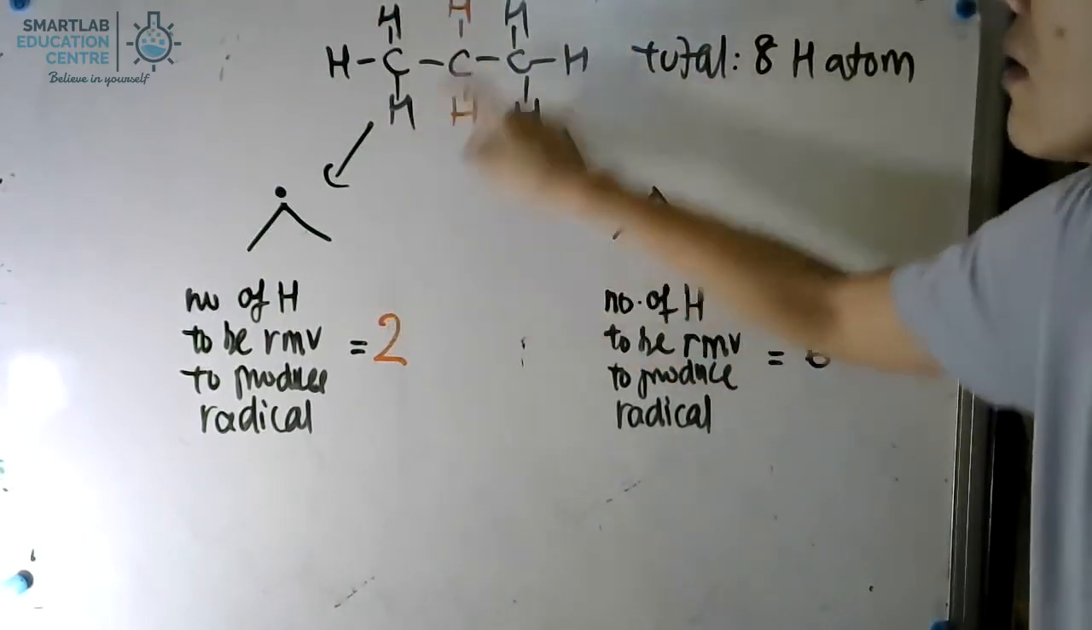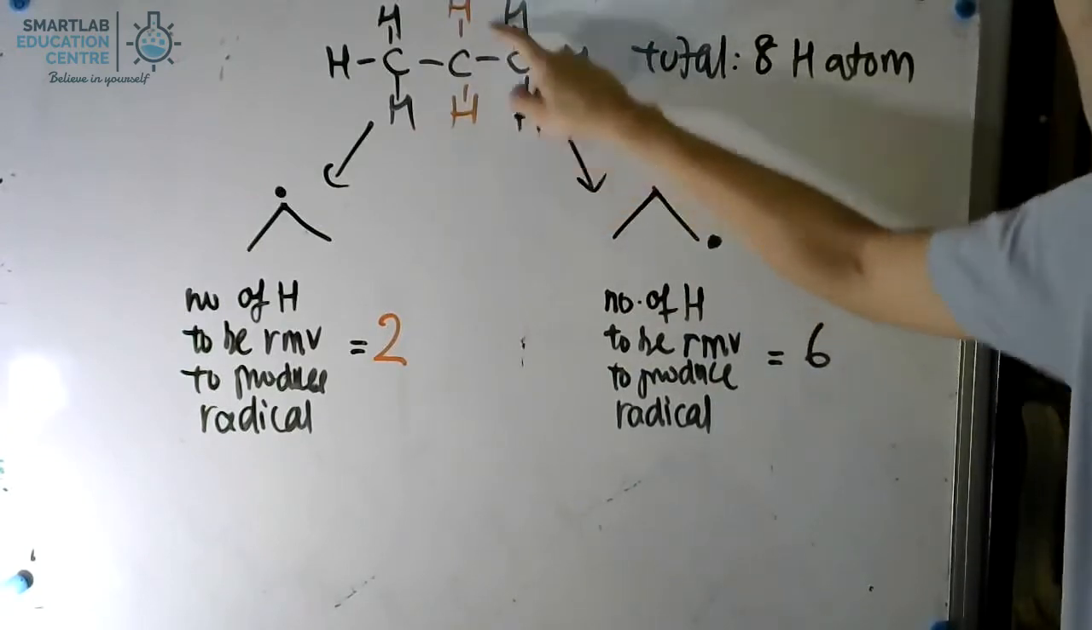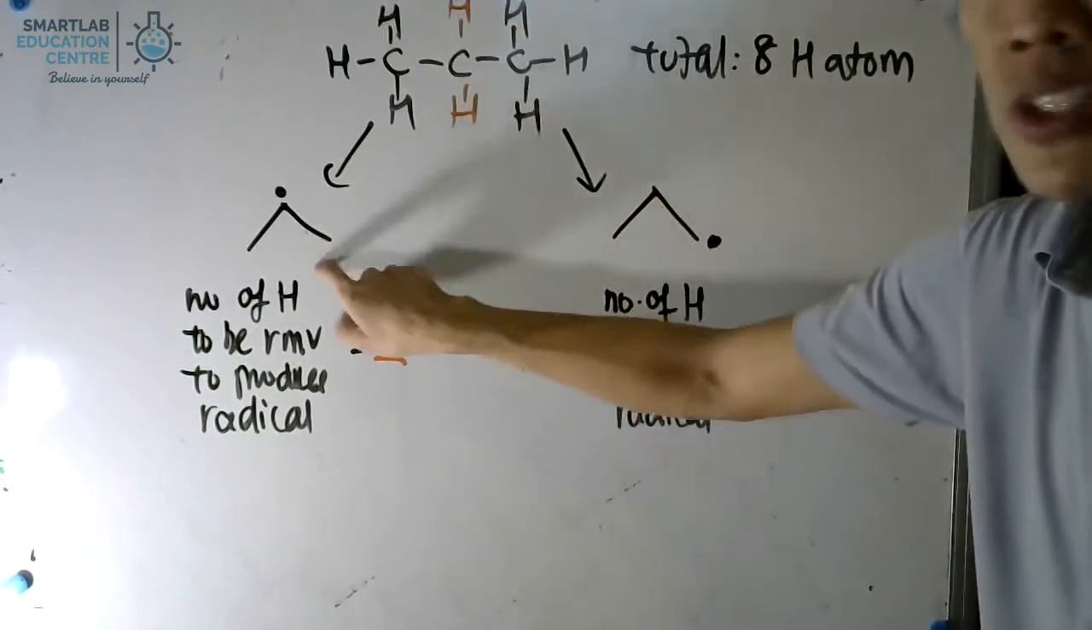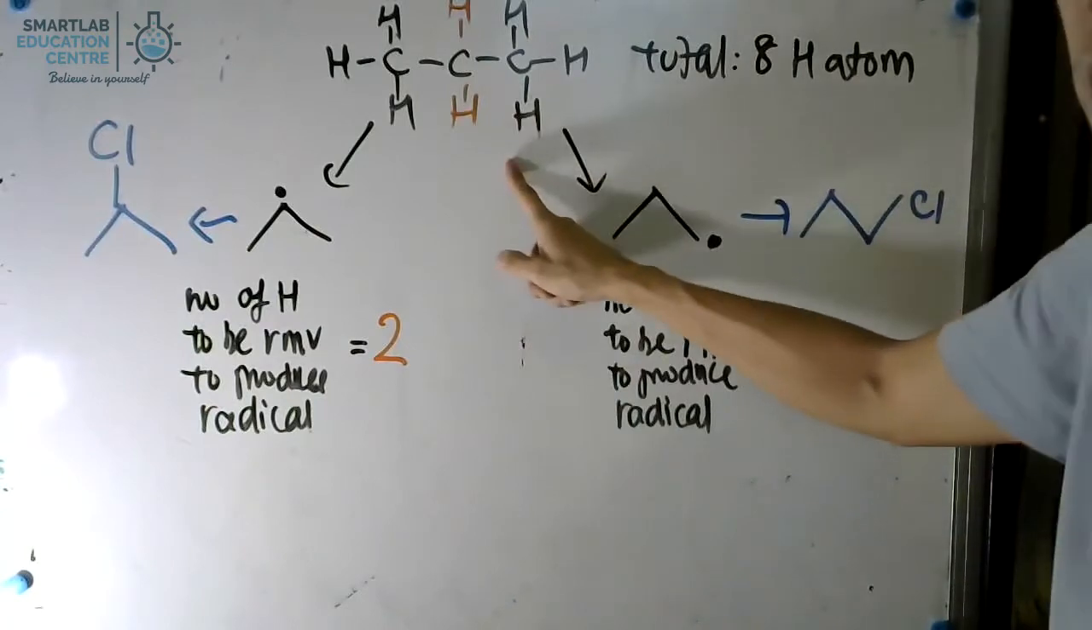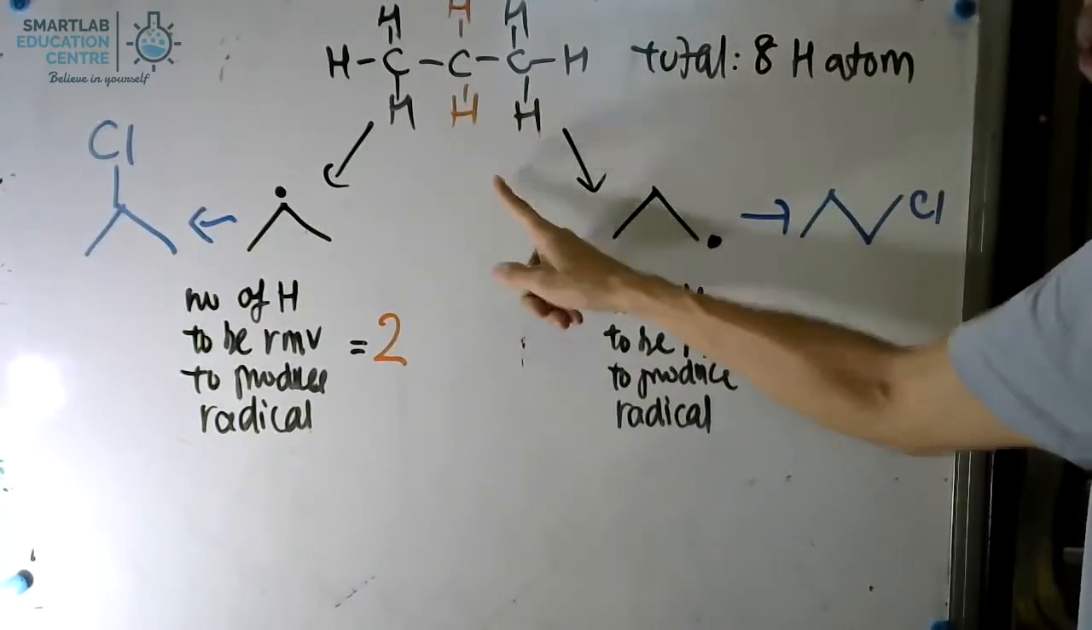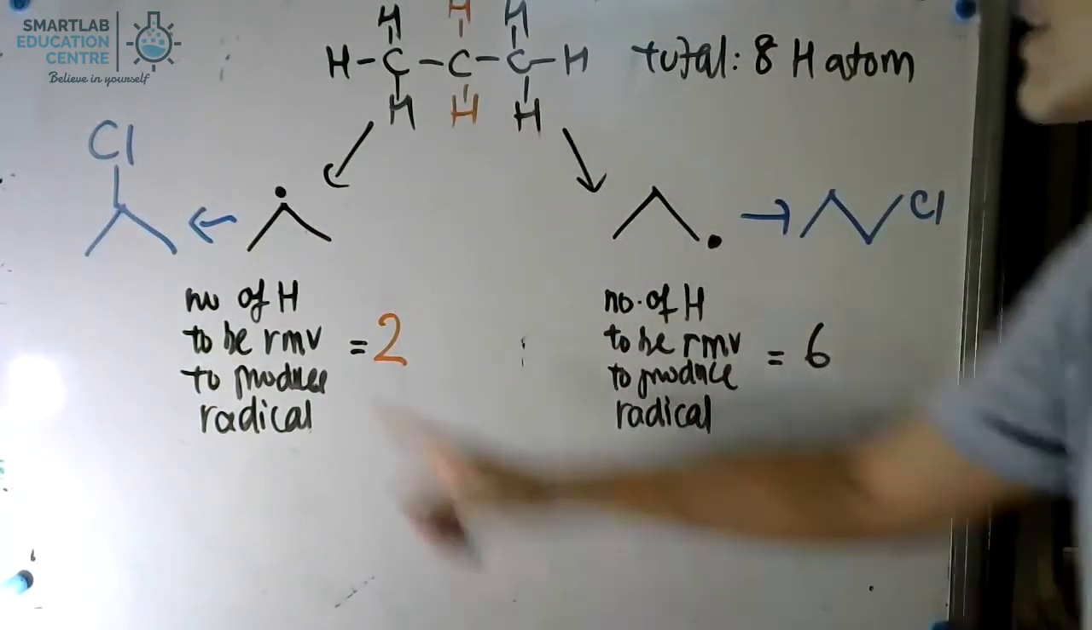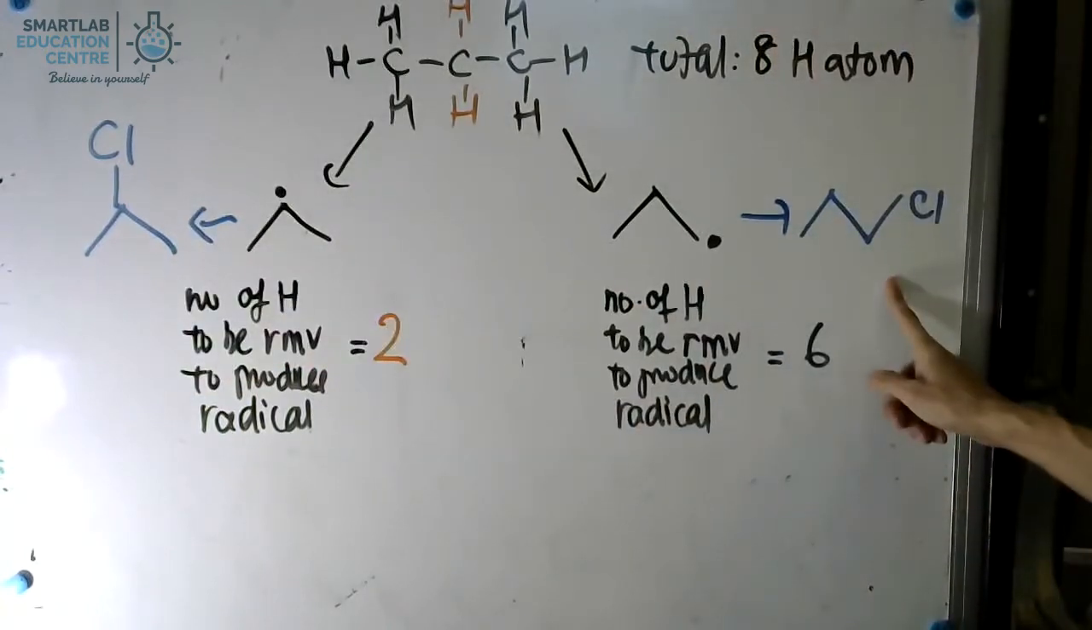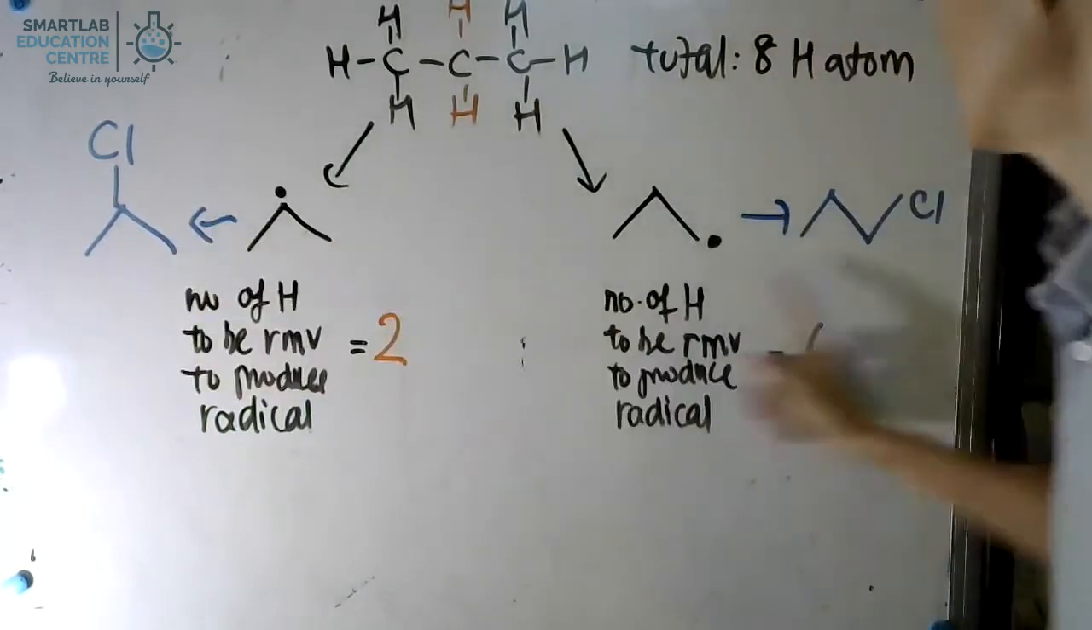To produce this radical, you will have two of this hydrogen. Either one of these is removed, you will produce this radical. So as far as propane is concerned, if you were to undergo mono-substitution in the presence of chlorine, there can only be two mono-substituted products, either this or this.